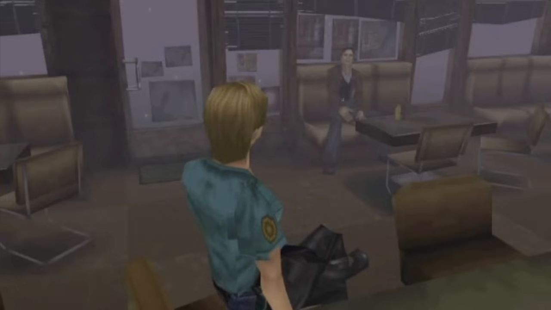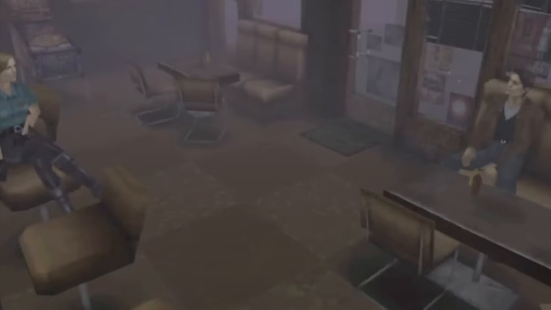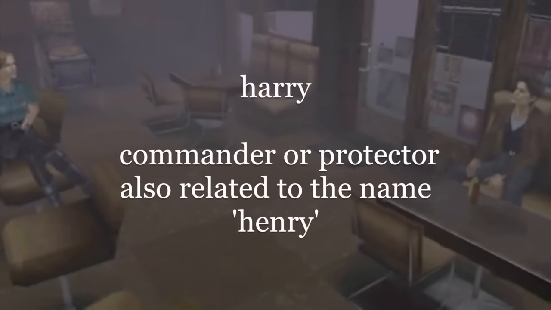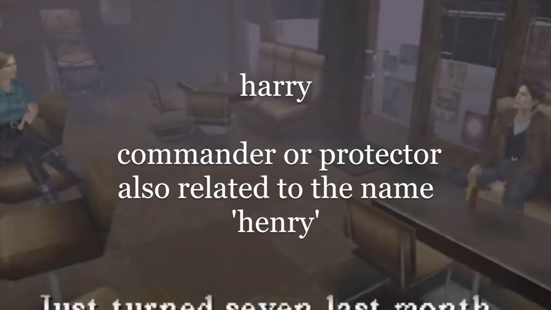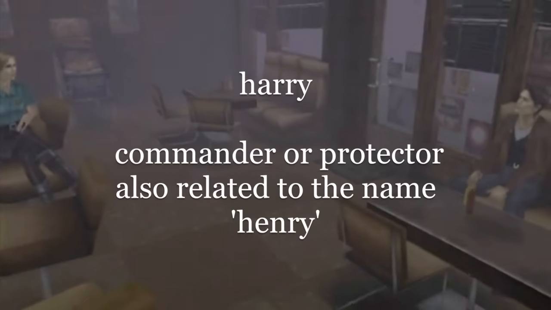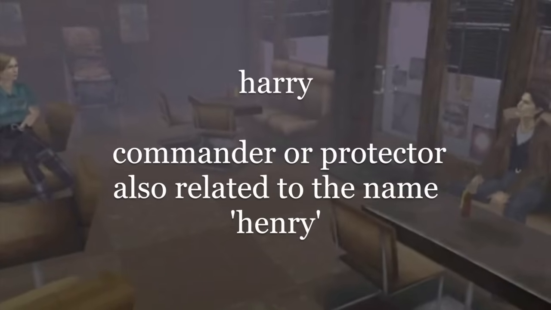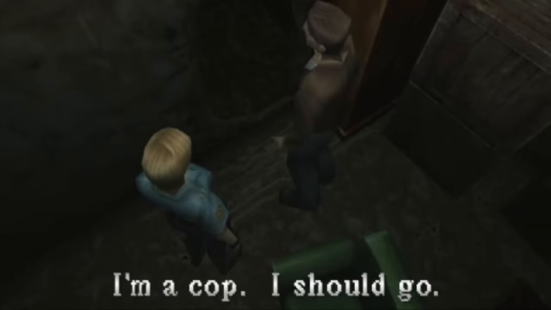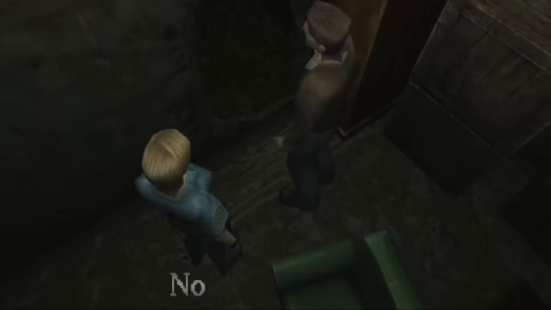The name Harry was a nickname of one of the translators working on the game, and that's where the new name came from. It's a better fit. Harry is the short form of Harold, which comes from the Old English root words meaning army, power, and ruler. Harry in the modern sense can mean a commander or a protector, a guardian, someone who fights to protect others.